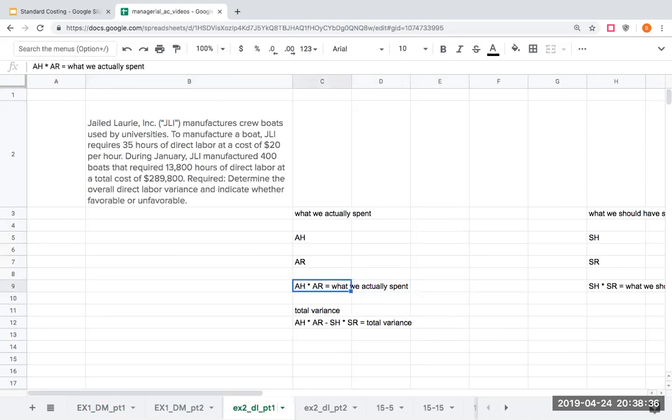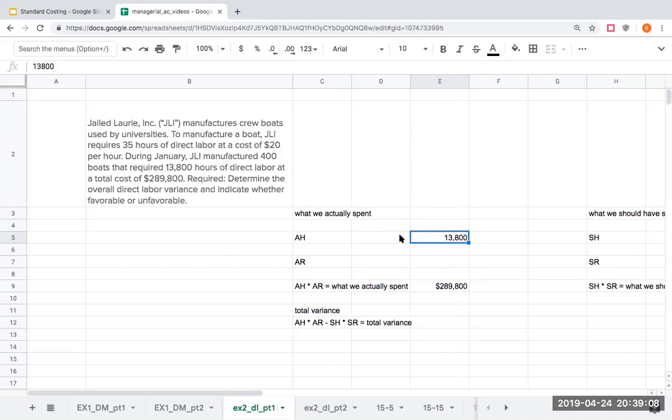So we're doing the same thing that we did with materials, except now we're doing it with labor. The total amount of cost we spent on labor was $289,800. That was the total cost we actually spent on labor manufacturing 400 crew boats. The actual hours we spent were 13,800. Remember, we're comparing what we actually spent to the labor standards.